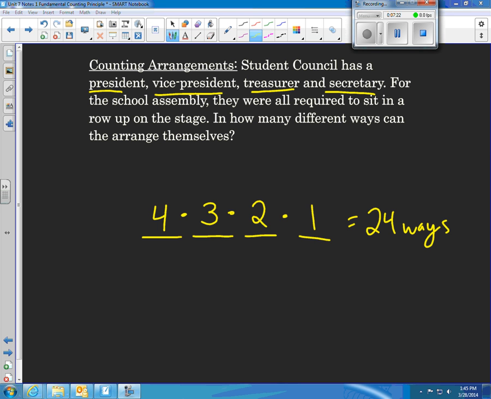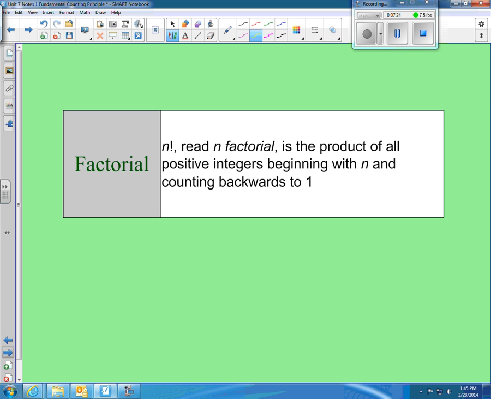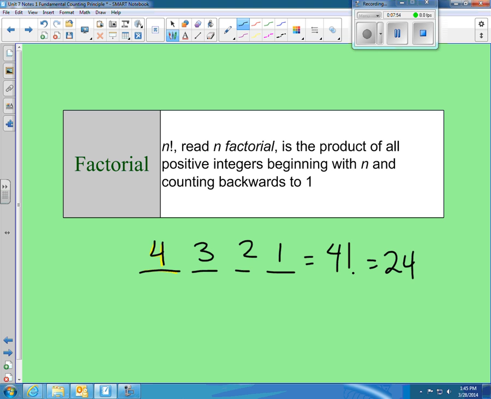And actually, we can simplify that by using a factorial. It's got an n and then an exclamation point. We read that n factorial. It's the product of all of the positive integers beginning with n and counting backwards to 1. So for example, we had 4, and then we went to 3, and then we went to 2, and we went to 1. So we could call that 4 factorial. And that would actually give us our 24. So factorials always are going to multiply down to 1.